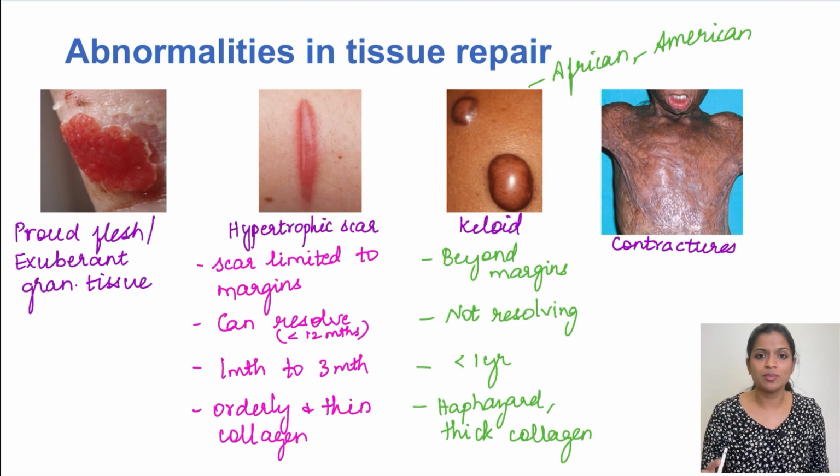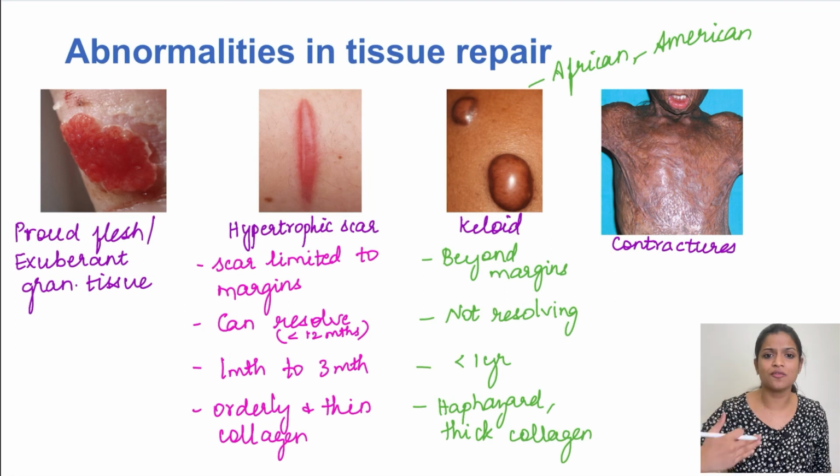The fourth type will be a contracture. We all must have seen burn patients wherein the wound contracture will cause deformity. Here the excess of this wound contracture process is going to happen and that is going to cause deformity.